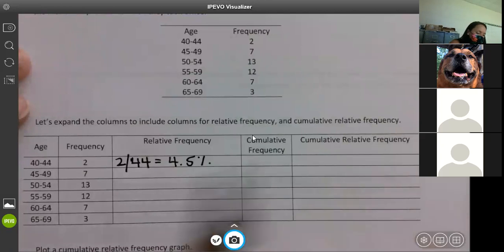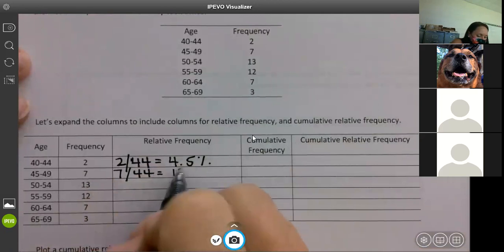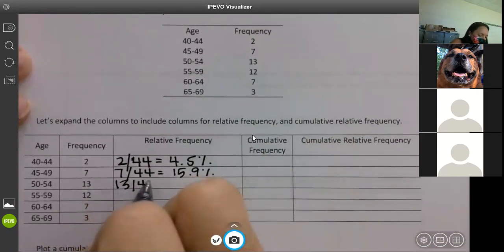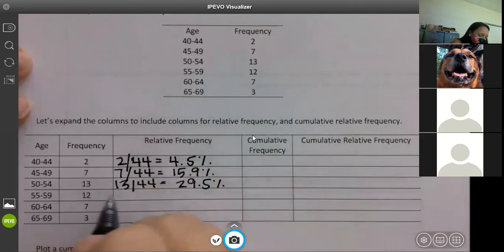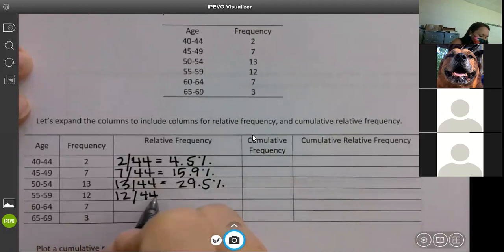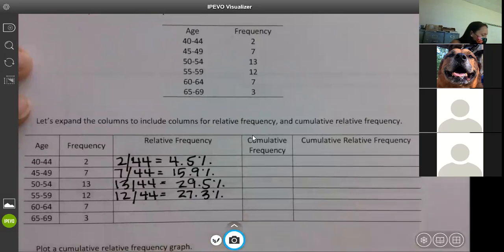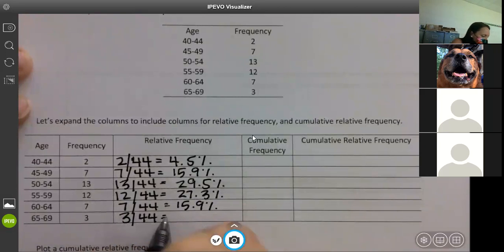We're going to go ahead and do the other ones. The next one would be 7 out of 44, which is 15.9%. The next one would be 13 out of 44, which is 29.5%. 12 out of 44 is 27.3%. 7 out of 44 again was 15.9%. And then 3 out of 44 is 6.8%.